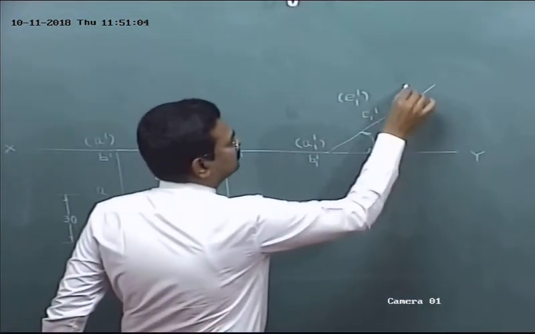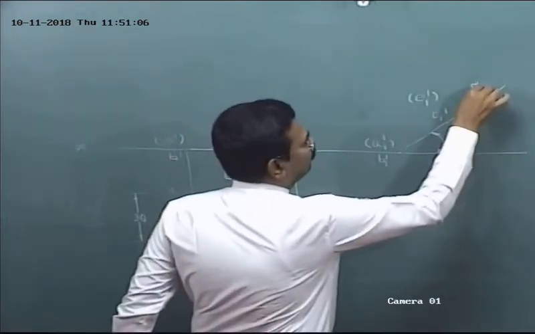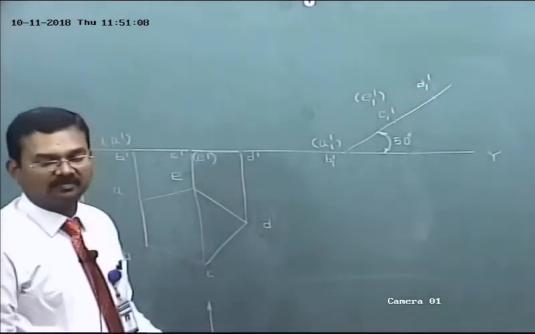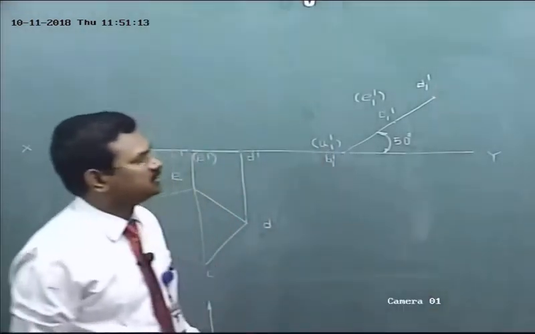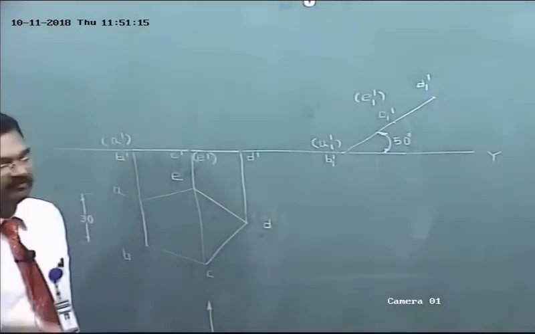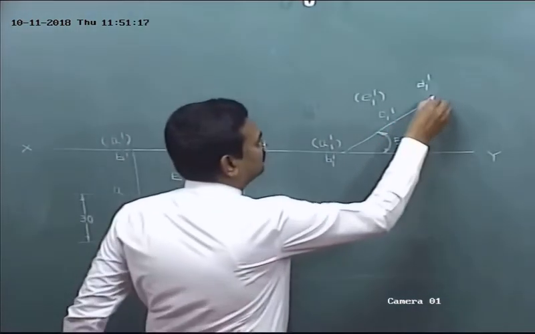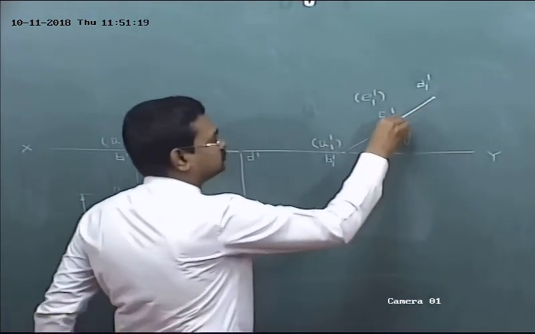What is this? D1 dash, good, D1 dash. Then erase unwanted lines. So what is this? This is the required front view. Darken it. The required front view should be darkened.